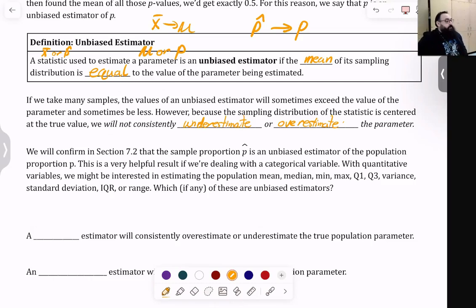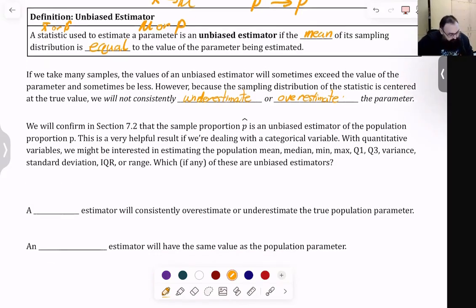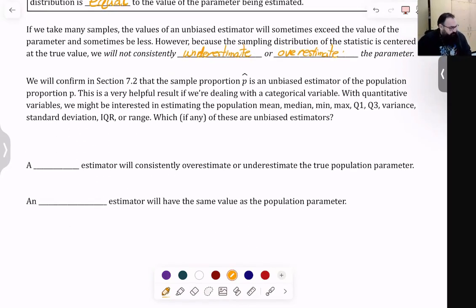But we need to recognize that sometimes you'll be over, sometimes you'll be under, but as long as you're not consistently above or below, it's considered unbiased. And so we're going to confirm that in section 7.2, that the sample proportion p hat is an unbiased estimator of the population proportion p.